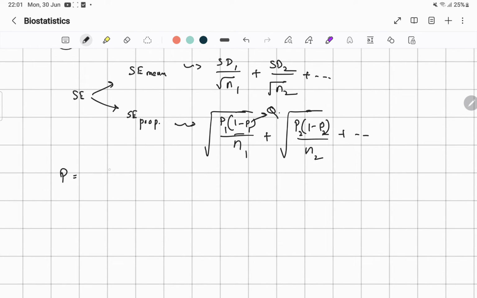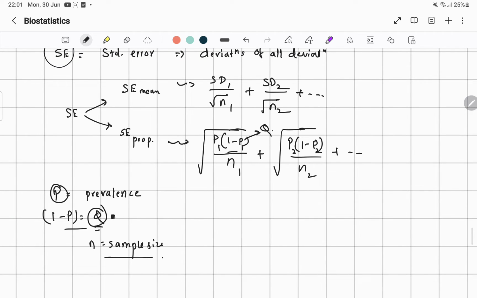Okay, so P is basically prevalence and 1 minus P is called Q. Q is basically a measure, 1 minus P. So the standard error of a proportion is the square root of prevalence into 1 minus prevalence by N, where N is the sample size. Okay, so standard error of proportion and standard error of mean, these are the formulae.